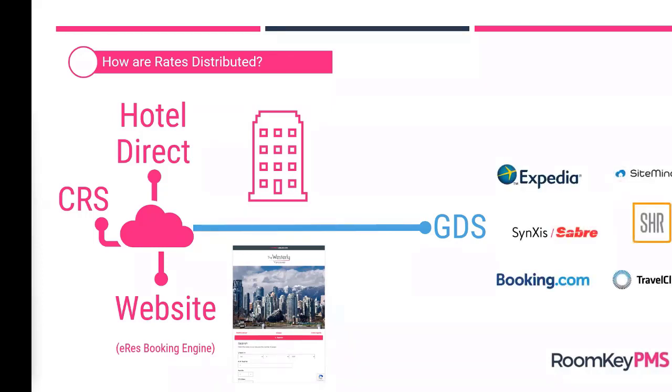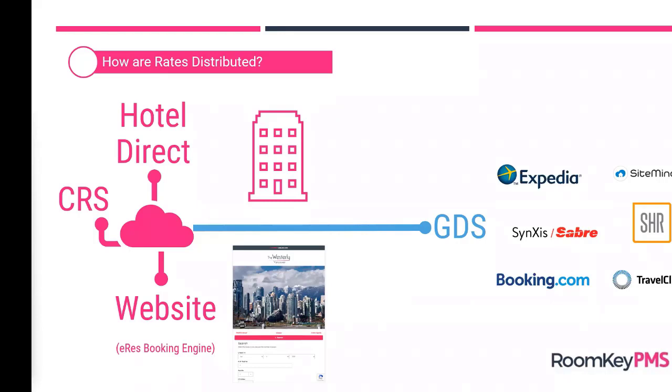And then, of course, the GDS off to the right-hand side, those can be any of those third-party distributors. So it could be Expedia, Booking.com. We also work with some larger affiliates like TravelClick or SiteMinder that might also have their own booking engine or CRS component. But again, because those are third party, those rates are actually distributed all through that GDS distribution channel.